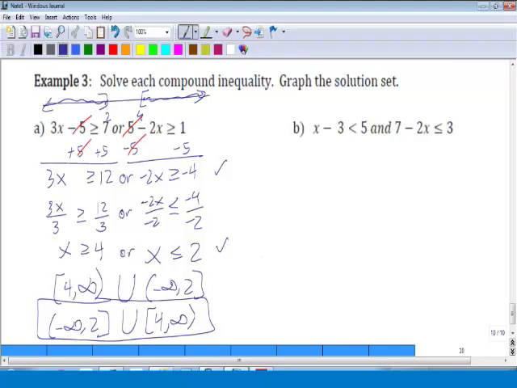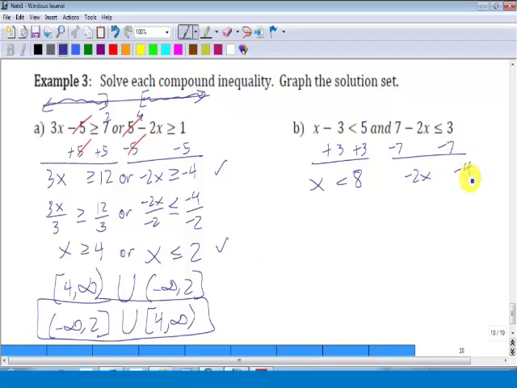B part. Add 3 to both sides. x is less than 8. No switching of the inequality just by adding 3 to both sides. x is less than 8. The other one, subtract 7.